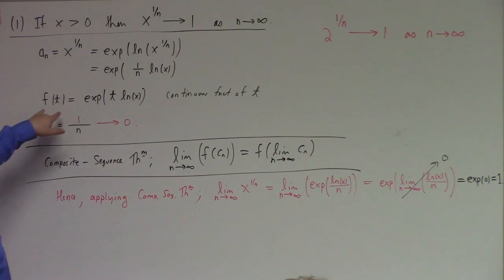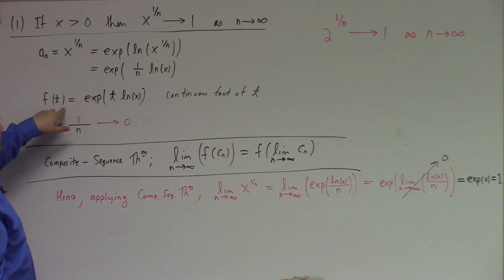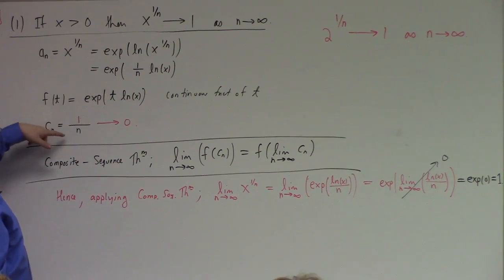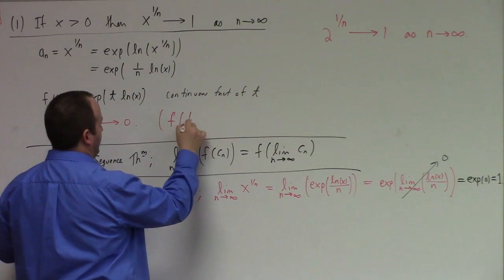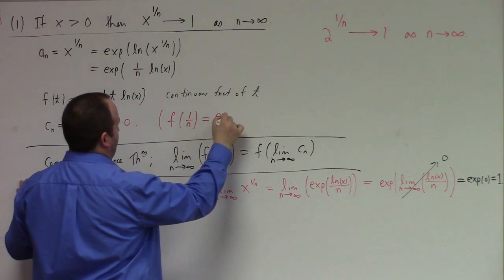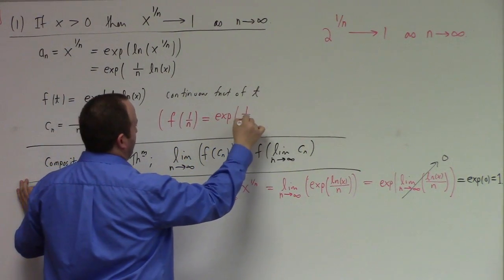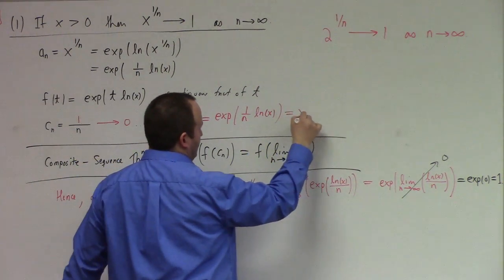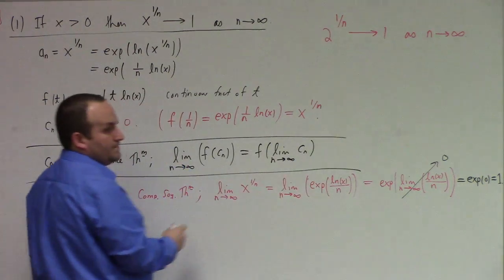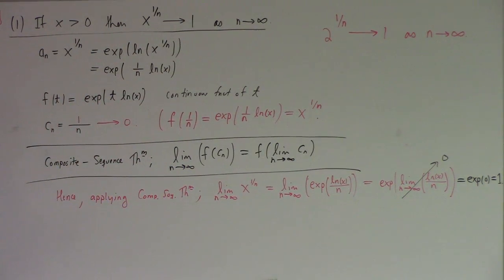See, because I'm not composing with, if you plug in, check it out, f of 1 over n is what? Exponential of 1 over n times the natural log of x, which is precisely x to the 1 over n. And the way I wrote it for them, I had two natural logs. And they didn't say anything.